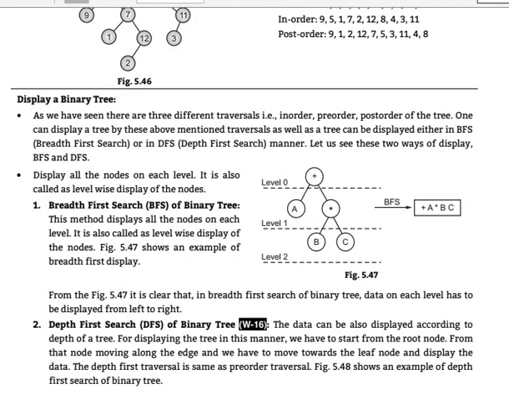Display a binary tree. A binary tree means each node has at most 2 children, that is, 0, 1 or 2. That is said to be a binary tree. As we have seen 3 different traversals of a tree: in-order, pre-order, and post-order. One can display a tree by these traversals, as well as in a BFS, that is breadth first search, or DFS, meaning depth first search manner. Let's see these two ways of display, BFS and DFS.